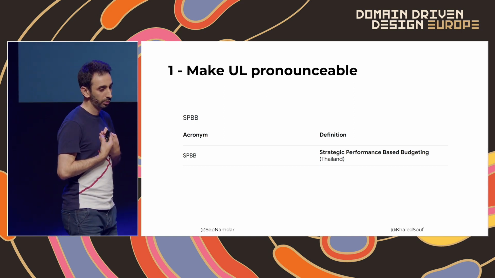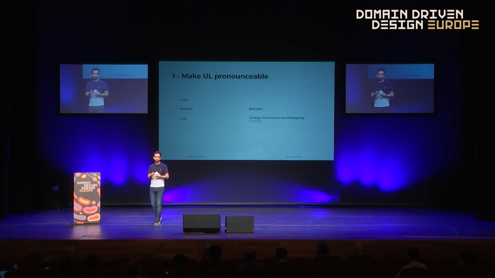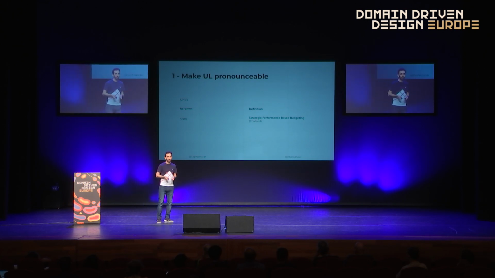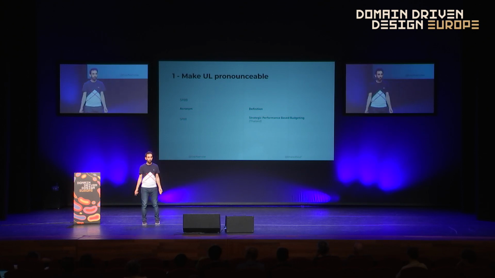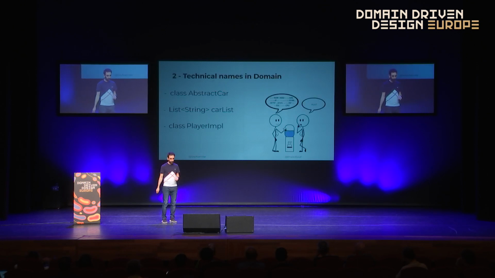Imagine in your code, instead of SPBB, you put strategic performance-based budgeting. When you talk with someone, instead of SPBB, you say strategic performance-based budgeting, okay? It's too hard. It takes too much time. It's too long. If everyone knows what SPBB is, just go for SPBB. It's okay. You are not forced to make everything pronounceable, but you can add some comments, okay, to explain what SPBB is.